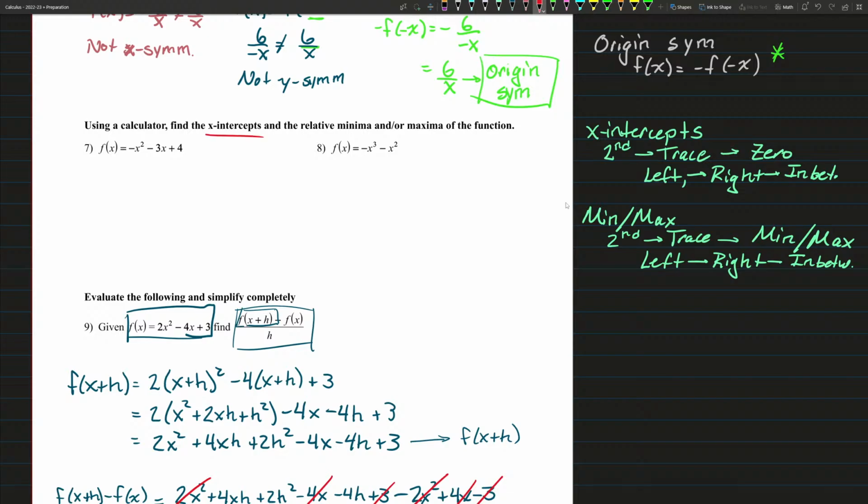This is hard to do without the actual calculator. So I'm expecting you to use a calculator for this. I'm not expecting you to do this algebraically because there's a couple reasons why you don't know how to do that yet. But a calculator can do it for you just fine. All right, so say for number 7, we want to find the x-intercepts. In order to do that, we'd go to y equals on our calculator. In y1, we would type in negative x squared minus 3x plus 4.